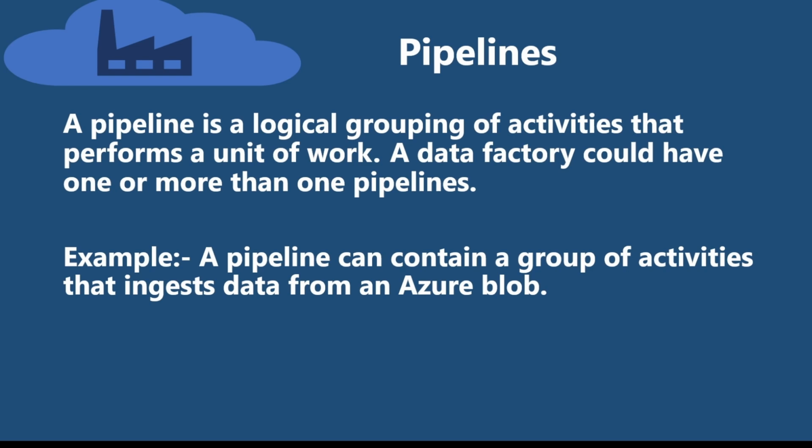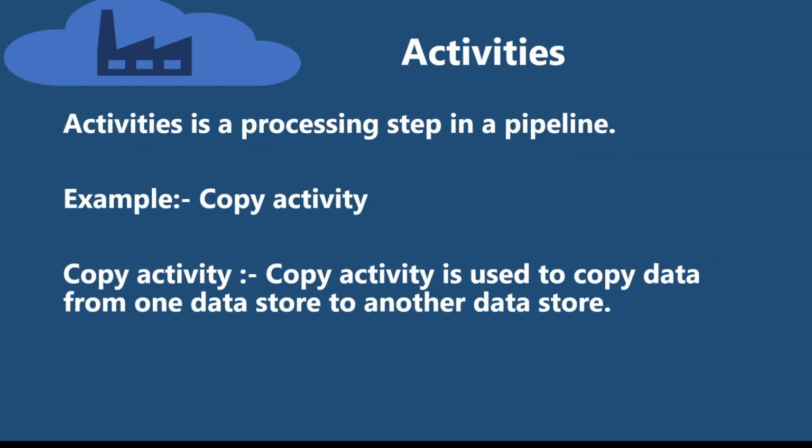Okay, simple. So first you will create a pipeline. Inside pipeline you will create activities. So activity is a processing step in a pipeline. Okay, simple example like copy activity. So in copy activity you have to copy data from one data store to sink data store, like source to sink. Okay, simple. So copy activity is used to copy data from one data store to another data store. Simple.